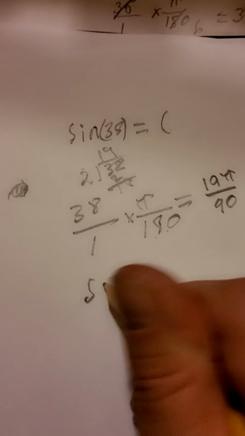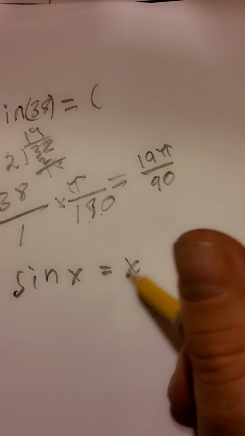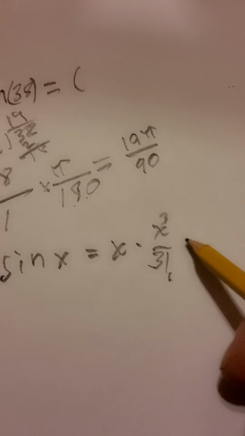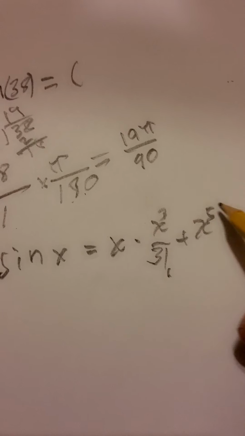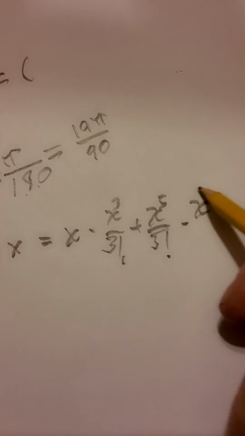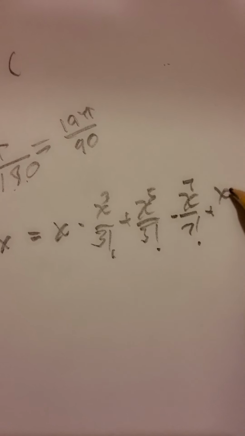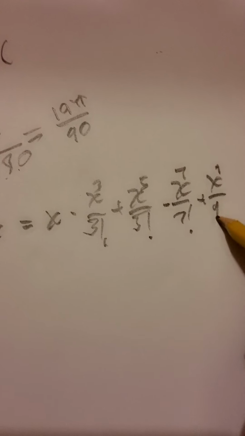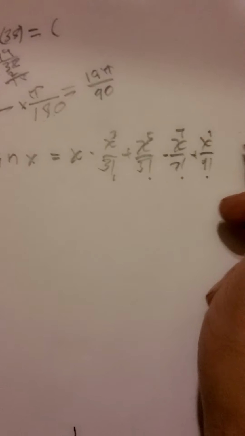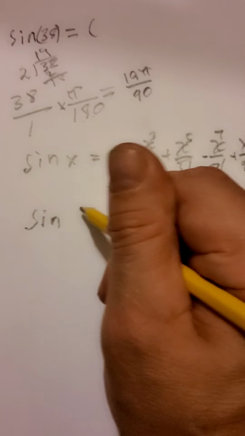And it's going to say sine x equals x minus x cubed over 3 factorial plus x to the 5th over 5 factorial minus x to the 7th over 7 factorial plus x to the 9th over 9 factorial. That's how your calculator calculates that with a Taylor series. And it will plug it in this way.